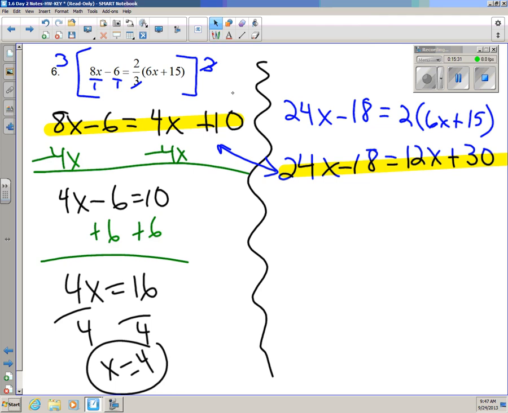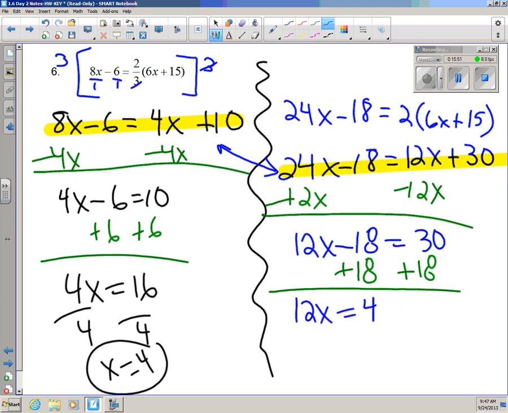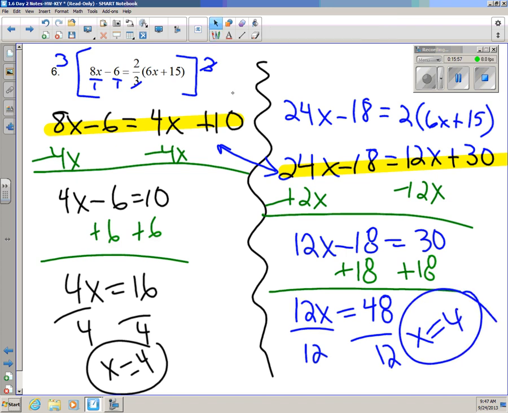It's kind of cool. Let's bring all the letters to the left, subtract 12x, subtract 12x, and I get 12x minus 18 equals 30. If letters go left, numbers go right. And then I get, oopsie, 12x equals 48. Divide by 12, divide by 12, the same answer. That's the whole point. You need to choose which way you like better. Basically, pick your poison, if you will.